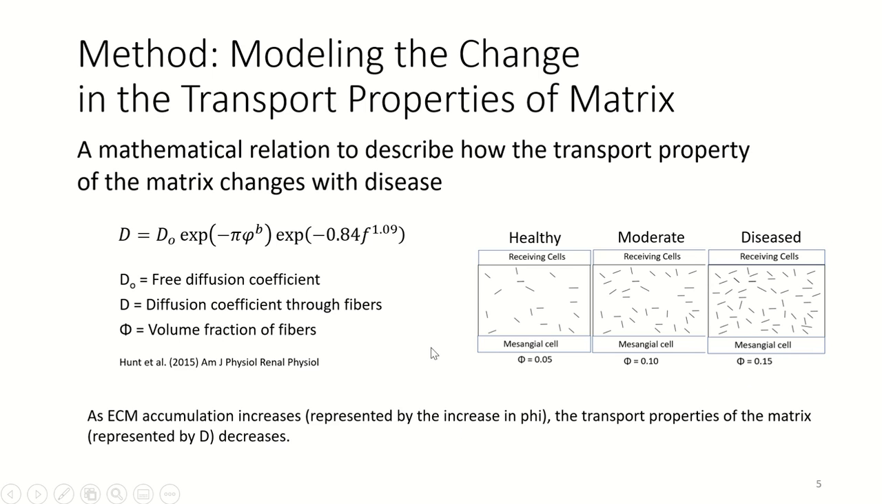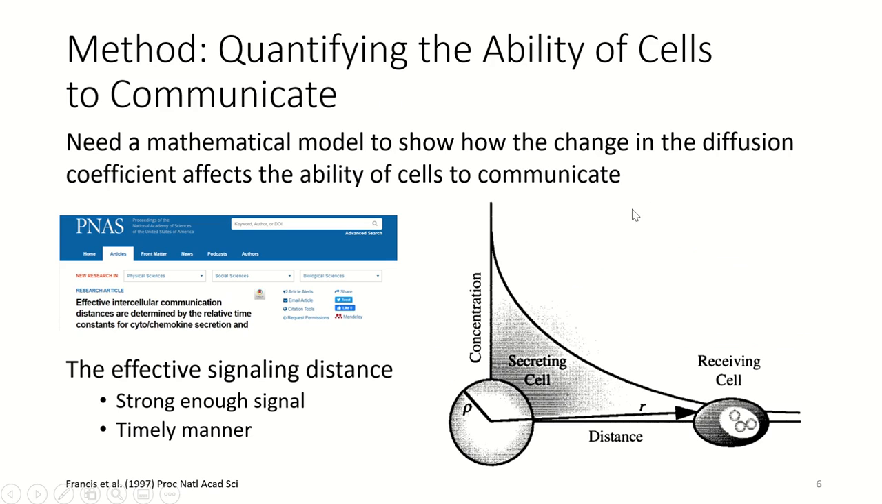After coming up with this mathematical relation, we then needed to find a mathematical model to show how this change in diffusion coefficient affects the ability of cells to communicate. So we needed to quantify the ability of cells to communicate. We needed a property, and as we searched through the literature, we came across a paper in the Proceedings of the National Academy of Sciences that quantified this property. The property they quantified was the effective signaling distance, which is basically the farthest that a receiving cell can be from a secreting cell and still receive a strong enough signal in a timely manner.